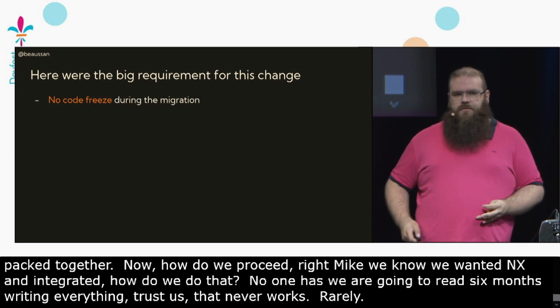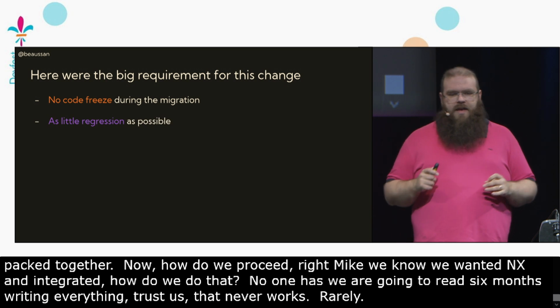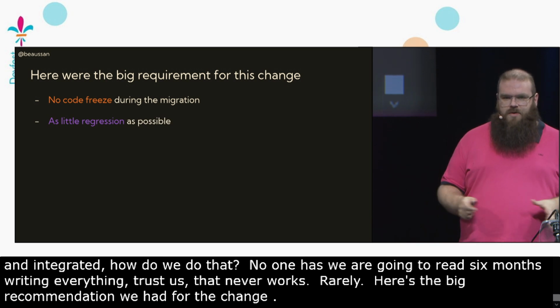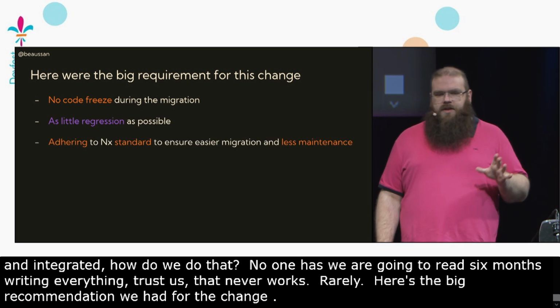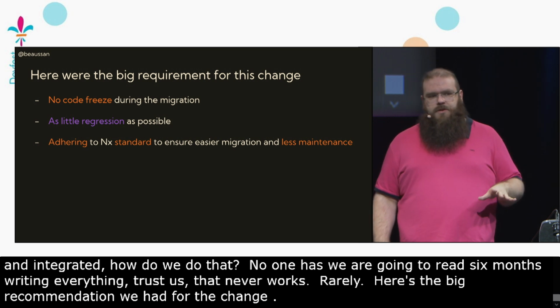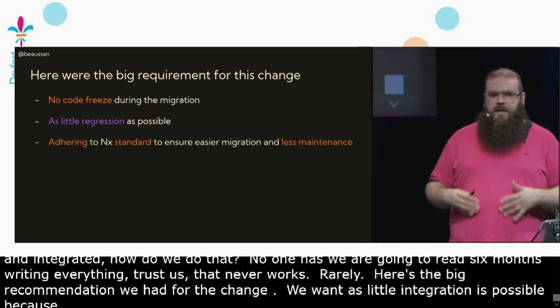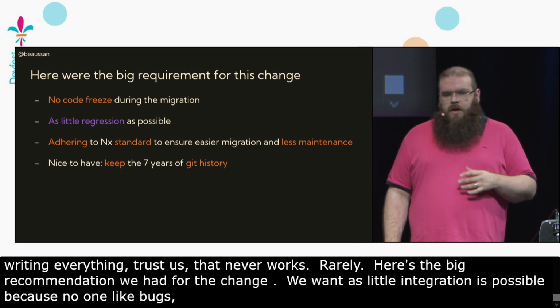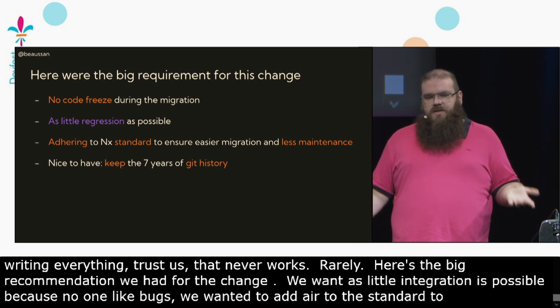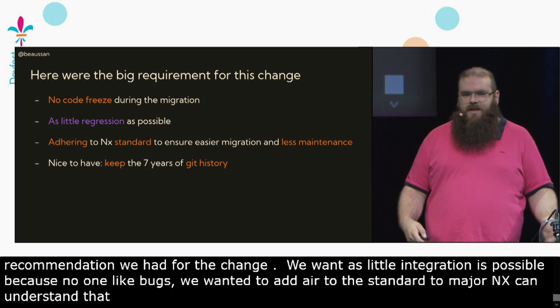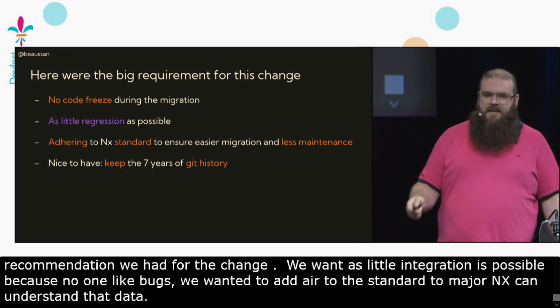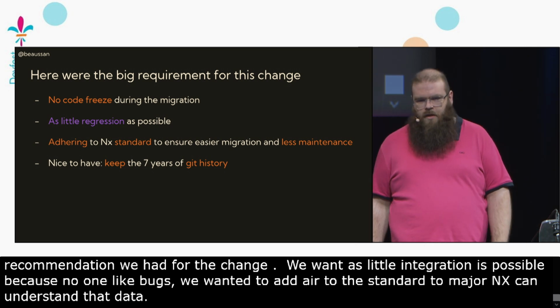We wanted to have no code freeze. We wanted to have as little regression as possible, because no one likes bugs. We wanted to adhere to the NX standard to ensure that NX can understand and update the workspace for us. A nice to have is to keep the 7 years of Git history, because when you touch some legacy part, the only thing that saves you is this Git history.